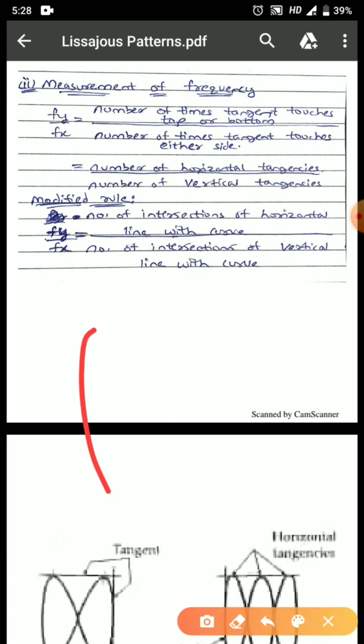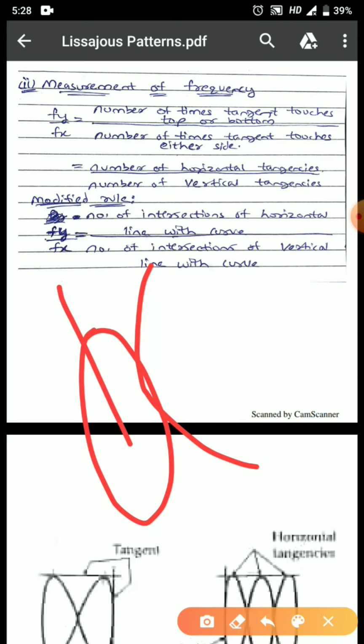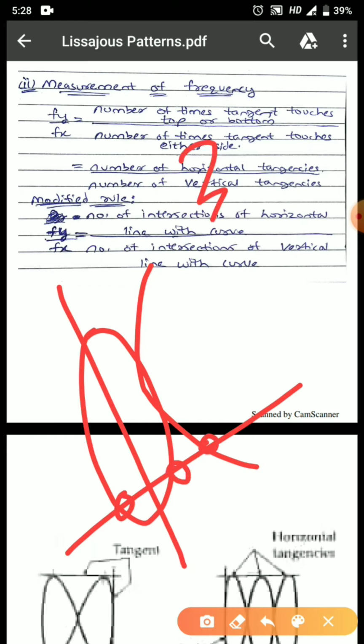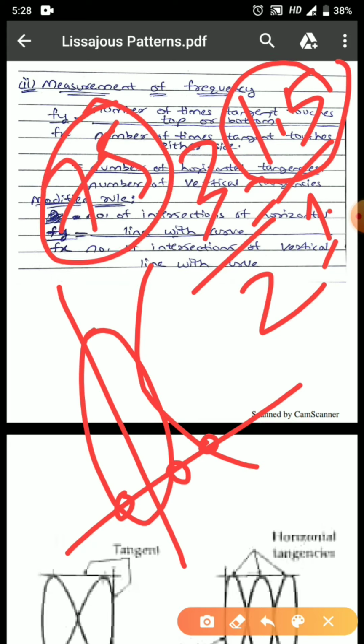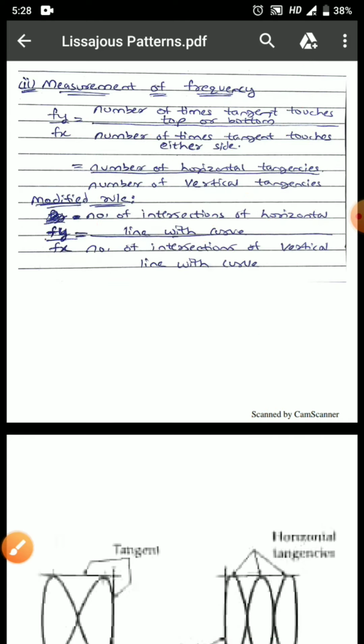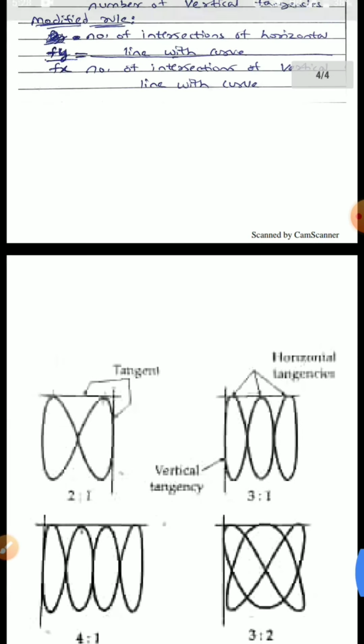Now let us look at this case, the next case. So what I will do is, I will sketch a vertical line, I will sketch a horizontal line. So here I can clearly make out 3 divided by 2. That is, it will be in the ratio of 1.5:1. So here I can clearly make out the frequency of the measured signal will be 75 Hertz if the frequency of known signal is 50 Hertz. Directly I can make out. So this is the modified rule which can be used, and this modified rule can be used for both the cases.